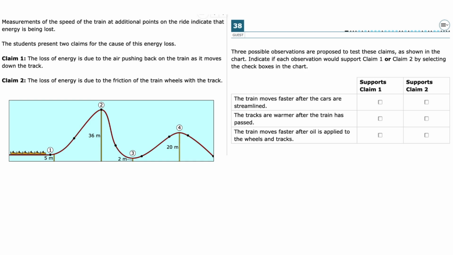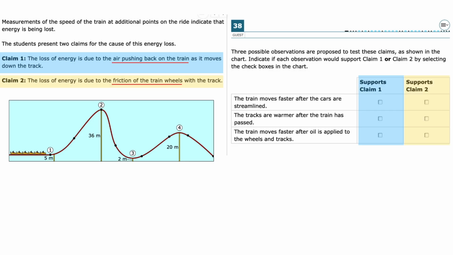This question asks students to evaluate two possible explanations for why energy is lost as a roller coaster moves along the track. The two claims are: Claim 1, energy is lost because of air resistance, the air pushing back against the train as it moves. Claim 2, energy is lost because of friction between the train's wheels and the track. Students are then asked to match 3 different observations to the correct claim. Each observation gives a clue about whether air resistance or friction is the main cause of energy loss.